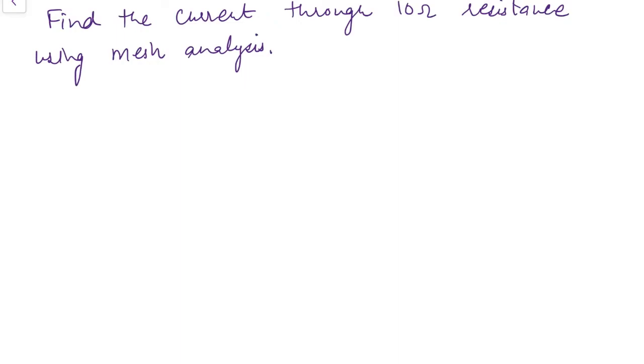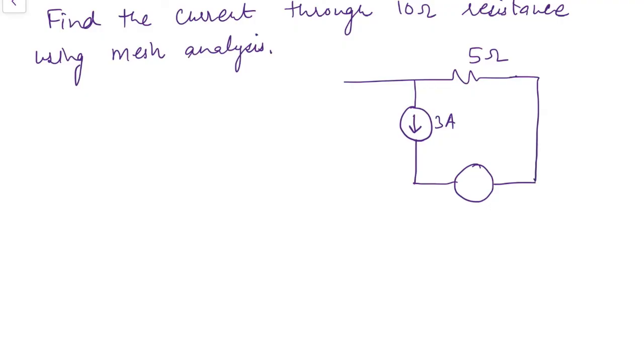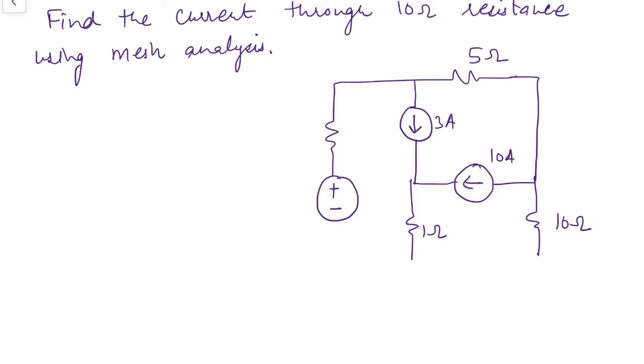Now the circuit for this is: 5 ohm resistance. Here we have a current source of 3 amperes, another current source over here, 10 amperes, 1 ohm, 10 ohm, 5 ohm, 50 volt. So the circuit is quite similar to the earlier one, but the difference is that we have two current sources in this. In the previous circuit we had one current source, now in this we have two current sources.